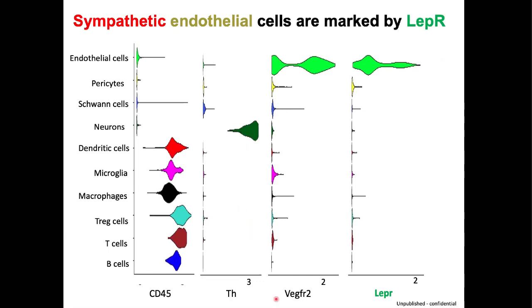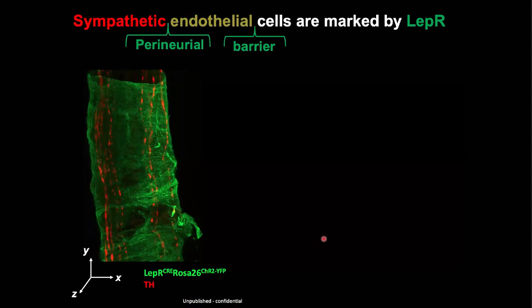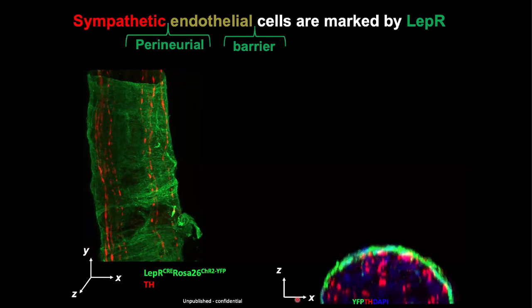And then when we look at the histology, we saw that these sympathetic endothelial cells are in fact perineural barrier cells. So we can see here, it looks like a sleeve. When you dissect sympathetic axons or nerve bundles that contain axons and also other nerves, we see this sleeve-like structure. And we can look at it in different ways. So if you do a cross-section, this is how we look. They really look perineural. This is not a blood vessel.